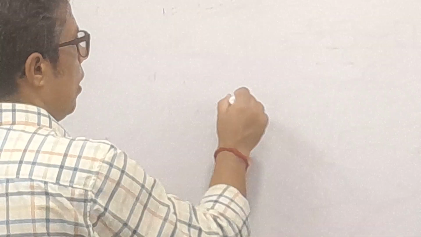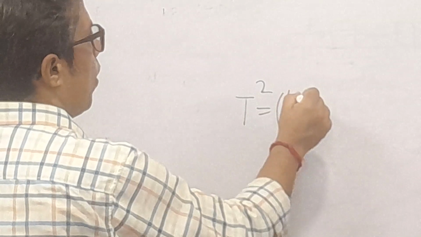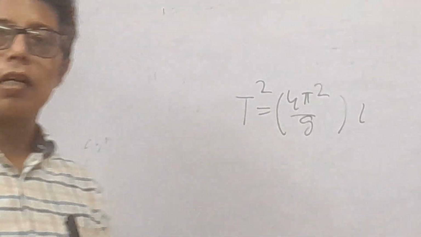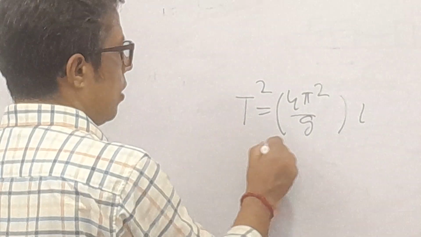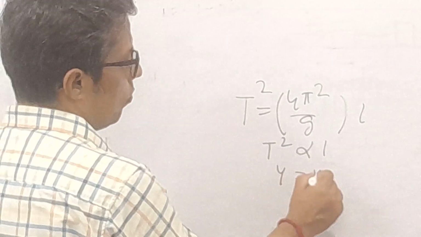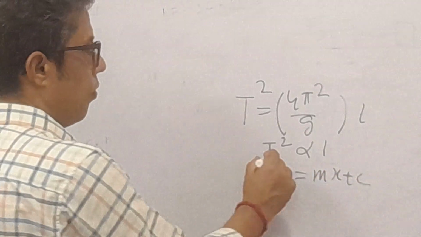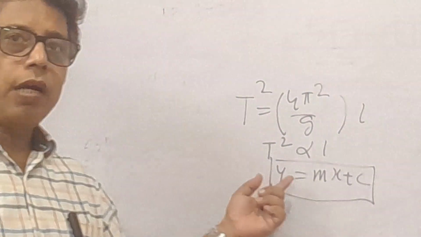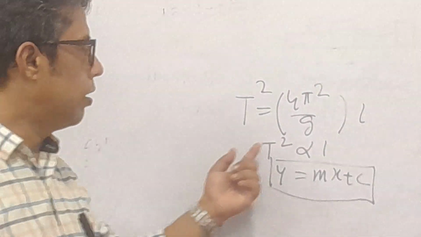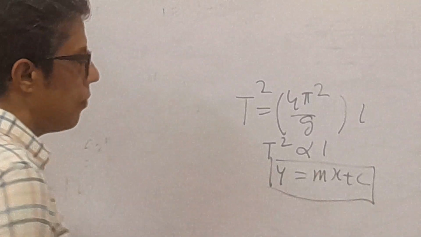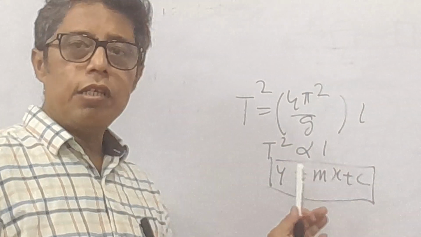So what we received here is that T square is equal to 4 pi square by G into L. This part is constant, so this is a linear equation, where T square is proportional to L. It is the same as y is equal to mx plus c, which is the general equation of a straight line. So T square versus L is also a general straight line, right? Now we'll draw this straight line.